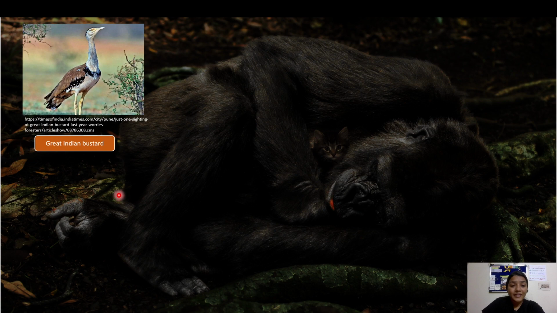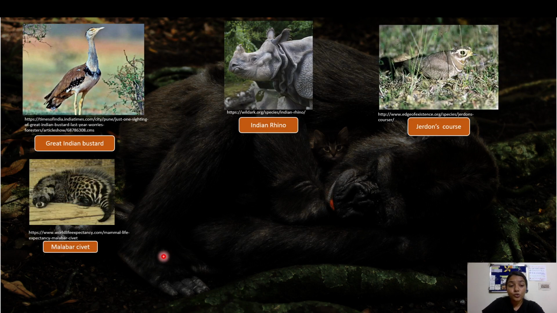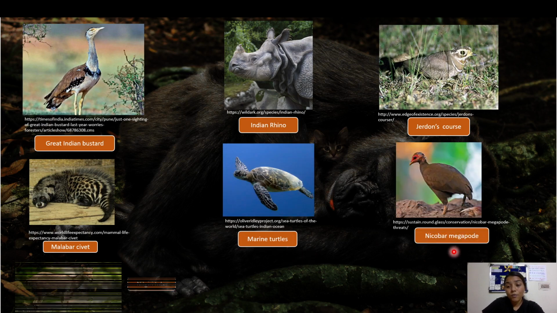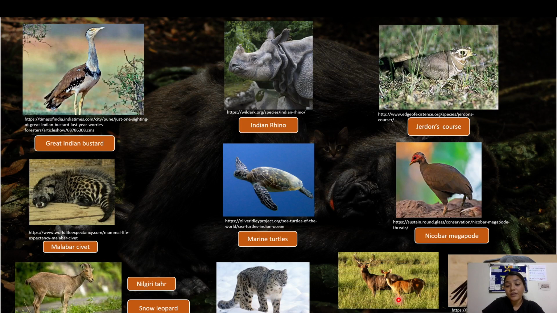There are some other animals also like Great Indian Bustard, Indian Rhino, Jerdon's Courser, Malabar Civet, Marine Turtles, Nicobar Megapode, Nilgiri Tahr, Snow Leopard, Swamp Deer and Vultures. See, all of these animals and plants are not extinct, but they are in threatened categories, which means they are either critically endangered, endangered, or in the vulnerable category. So if not taken care of, these species can move towards extinction, and their moving towards extinction will mean a disbalance in the ecosystem, in the environment, and a loss of biodiversity. So every organism has a role to play, and therefore it is important that they are conserved in their habitat.